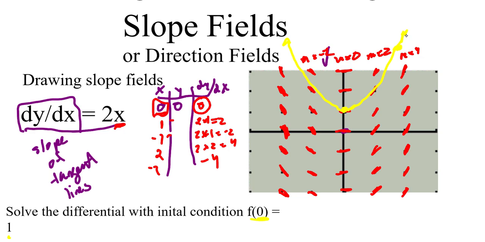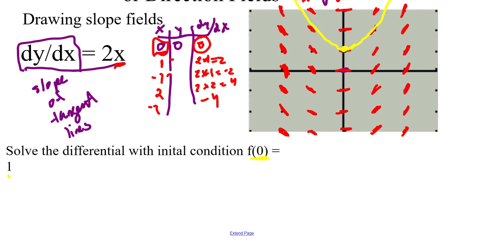And what does that look like? Well, it looks like a parabola, which is very interesting. So this graph is going to be a parabola. Well, how can we verify this? We can actually solve this differential equation.